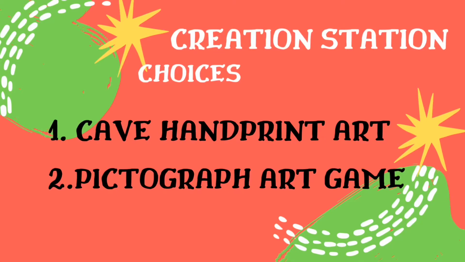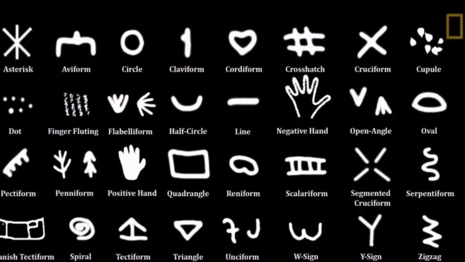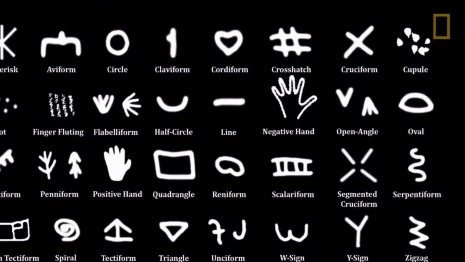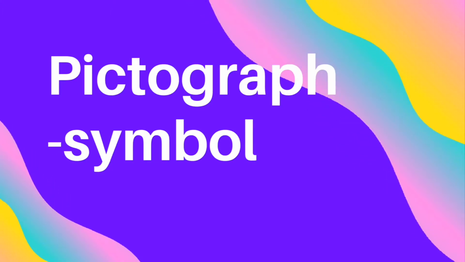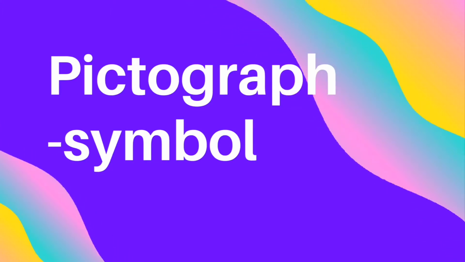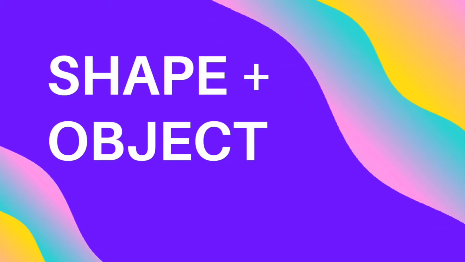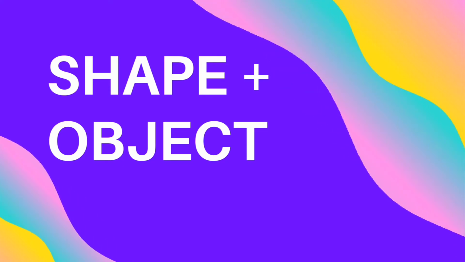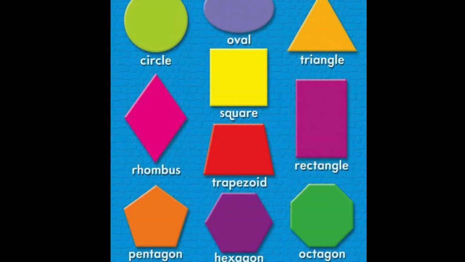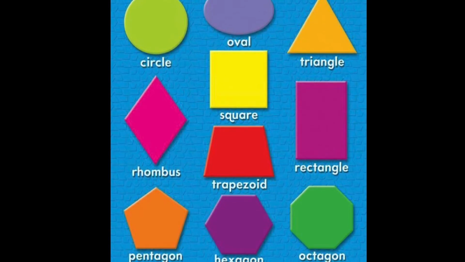For this next activity choice, I want you to think back to the pictographs we saw earlier. A pictograph is a really simple picture or symbol that represents an idea. In this activity, we are going to use shapes to draw different kinds of objects. You will need a piece of paper and something to draw with. Here are some shapes to think about.